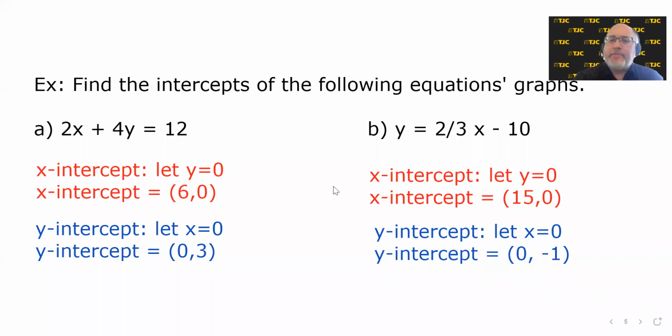So finding intercepts is fairly straightforward. To find the x-intercept, you let y equal 0 and solve for x. To find the y-intercept, you let x equal 0 and solve for y. Or in general, to find one intercept, you let the other letter equal 0 and then solve.